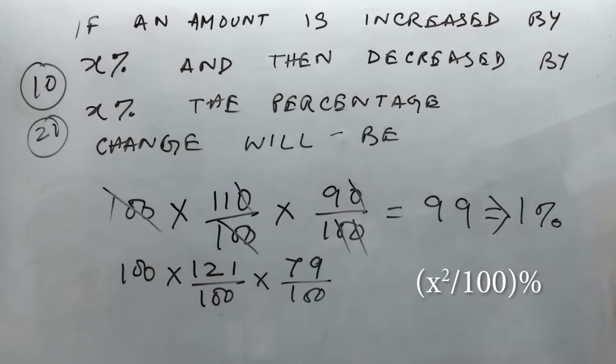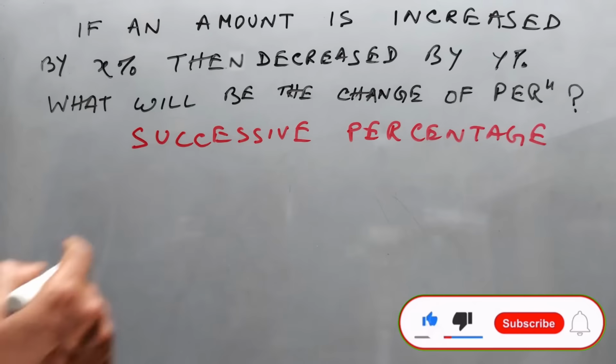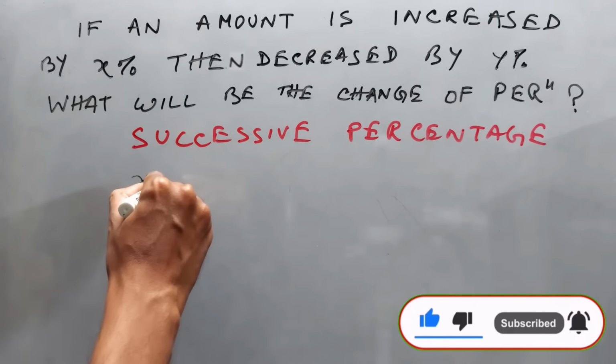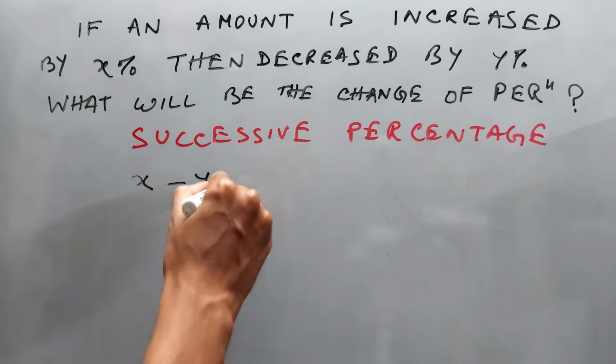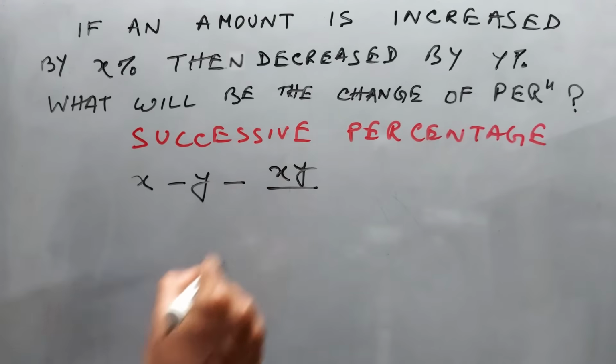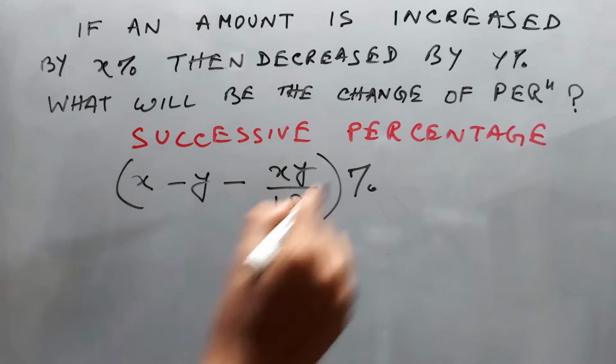If an amount is increased by X percent, then decreased by Y%, what will be the change of percentage? Successive percentage? We know this, right? And there's a formula. Initially increased by X and then decreased by Y. That means X minus Y, right? And then minus XY by 100 percent.